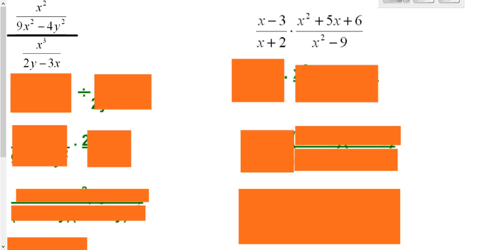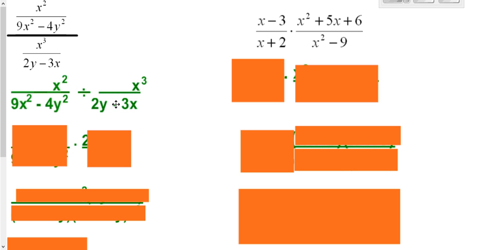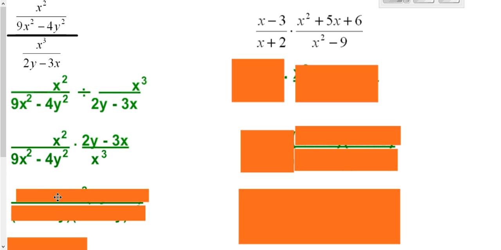Well, 2 more problems. You might be able to do this first one on your own before you watch the video. You might not. Now, we have a big fraction bar here. Remember that big fraction bar just means division. So we're going to take what's on top divided by what's underneath. But remember, instead of dividing by a fraction, we multiply by the reciprocal. So now it's just like problems that we've done before.